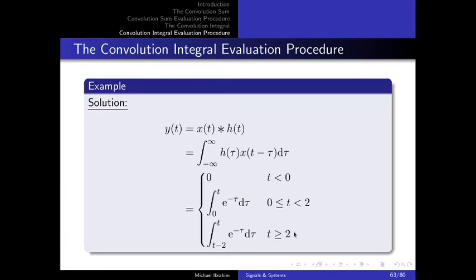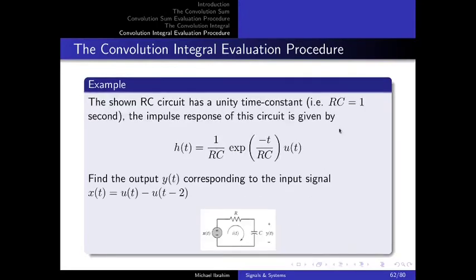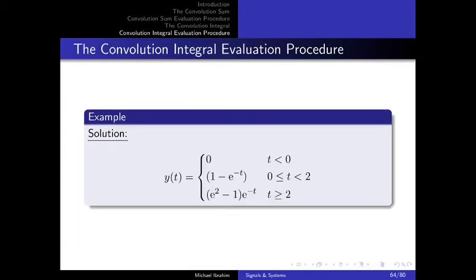One thing over here: in the example we were told to put RC equal to 1 second. On the whiteboard I solved using RC, we kept them, so it's going to be almost the same. Let's see how it goes. So do the integration. For t less than 0 we'll get 0. From 0 up to 2 we'll get 1 minus e to the negative t, and if t is larger than 2, e to the power 2 minus 1 times e to the negative t.